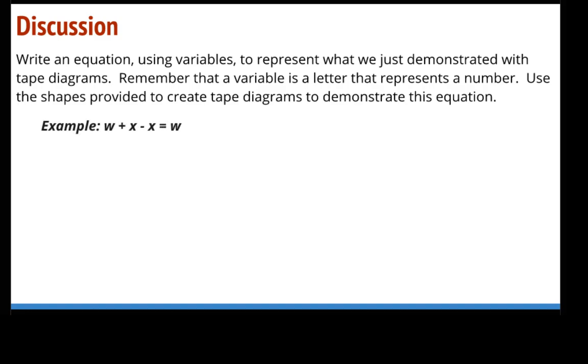Well, one way we could do this would be w plus x minus x. So this could be the 2 plus 3 minus 3. Remember, when we have variables, they represent the same number through the whole problem. So if this is 2, and this is 3, and this is 3, this has to be back to our 2.